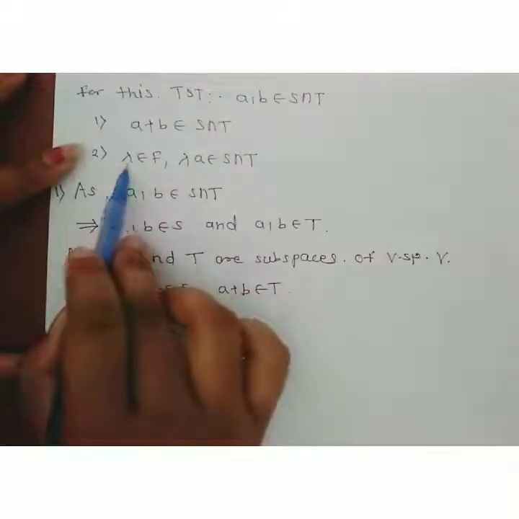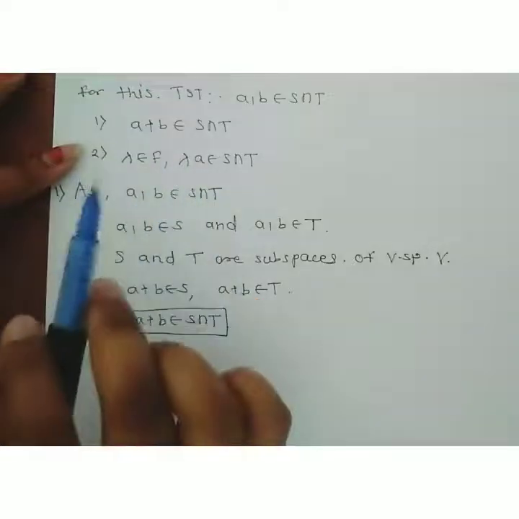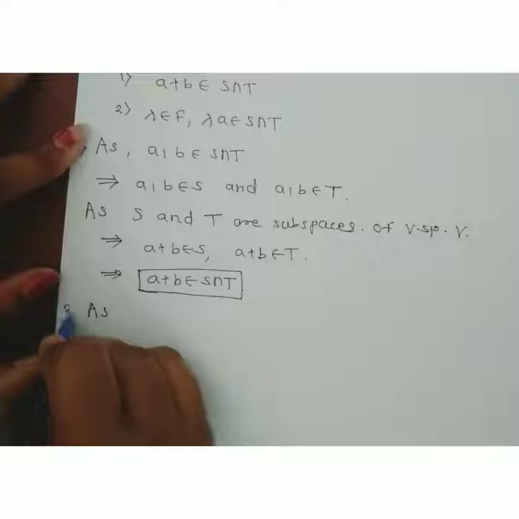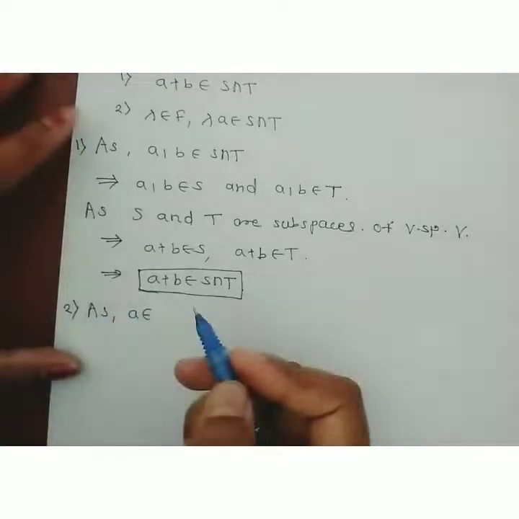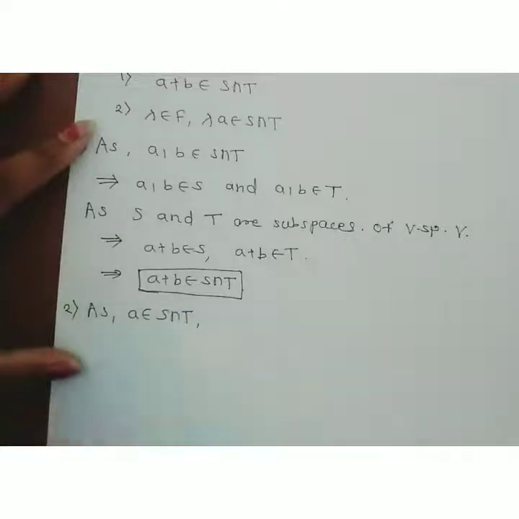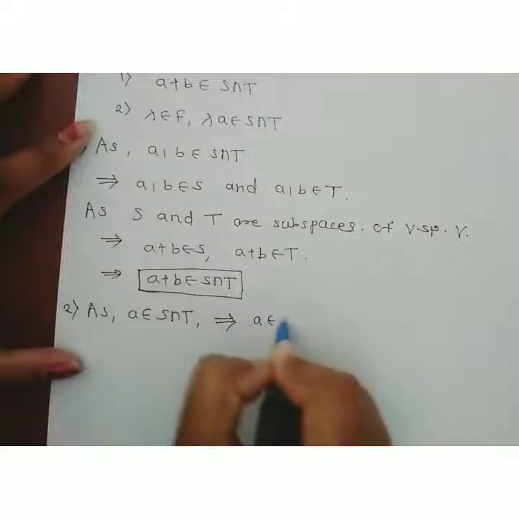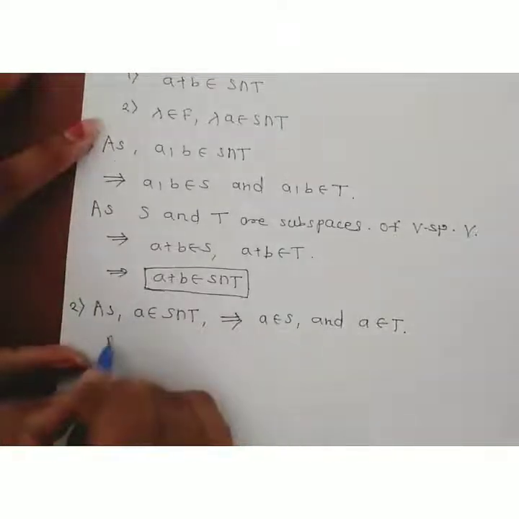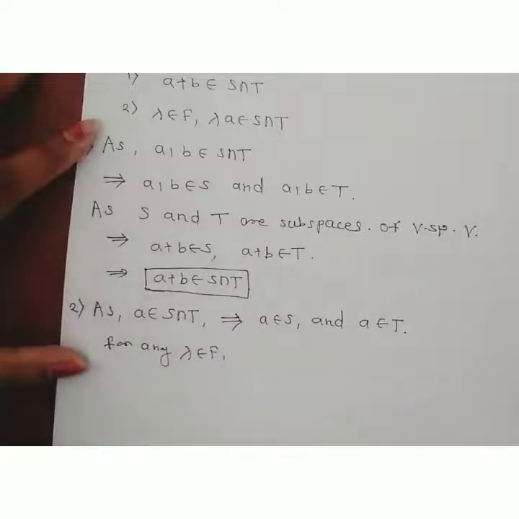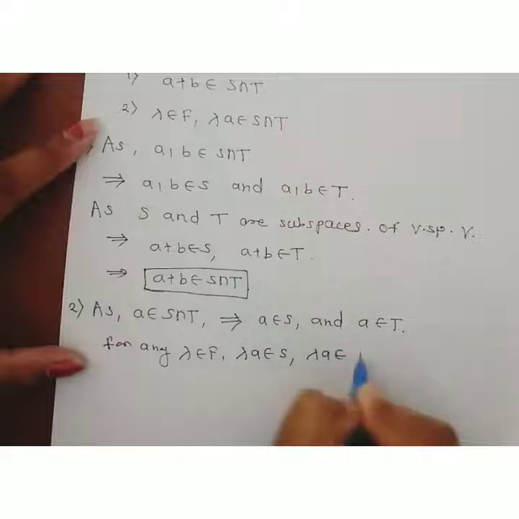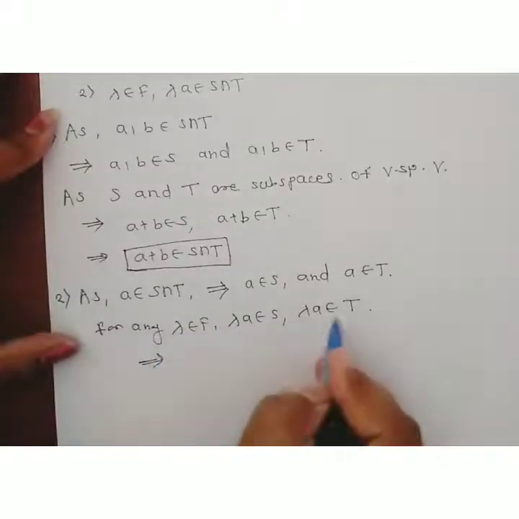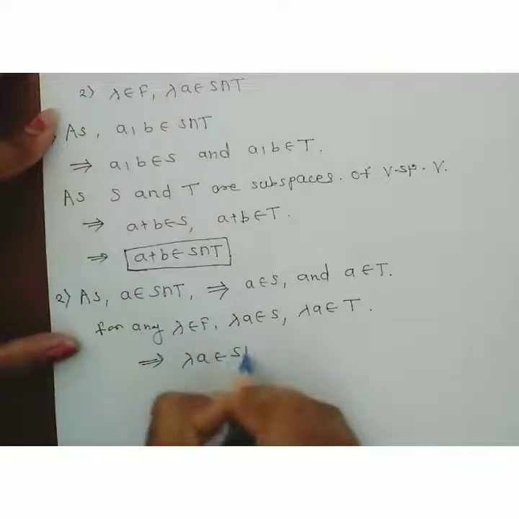Now we have to show the second property: for any lambda belonging to field F, lambda a belongs to S intersection T for a belonging to S intersection T. Let's consider a belongs to S intersection T. This implies that a belongs to S and a belongs to T, since a is common to both S and T. And as S and T are subspaces of the vector space V, for any lambda belonging to field F, lambda a belongs to S and lambda a belongs to T. Therefore lambda a belongs to S intersection T.